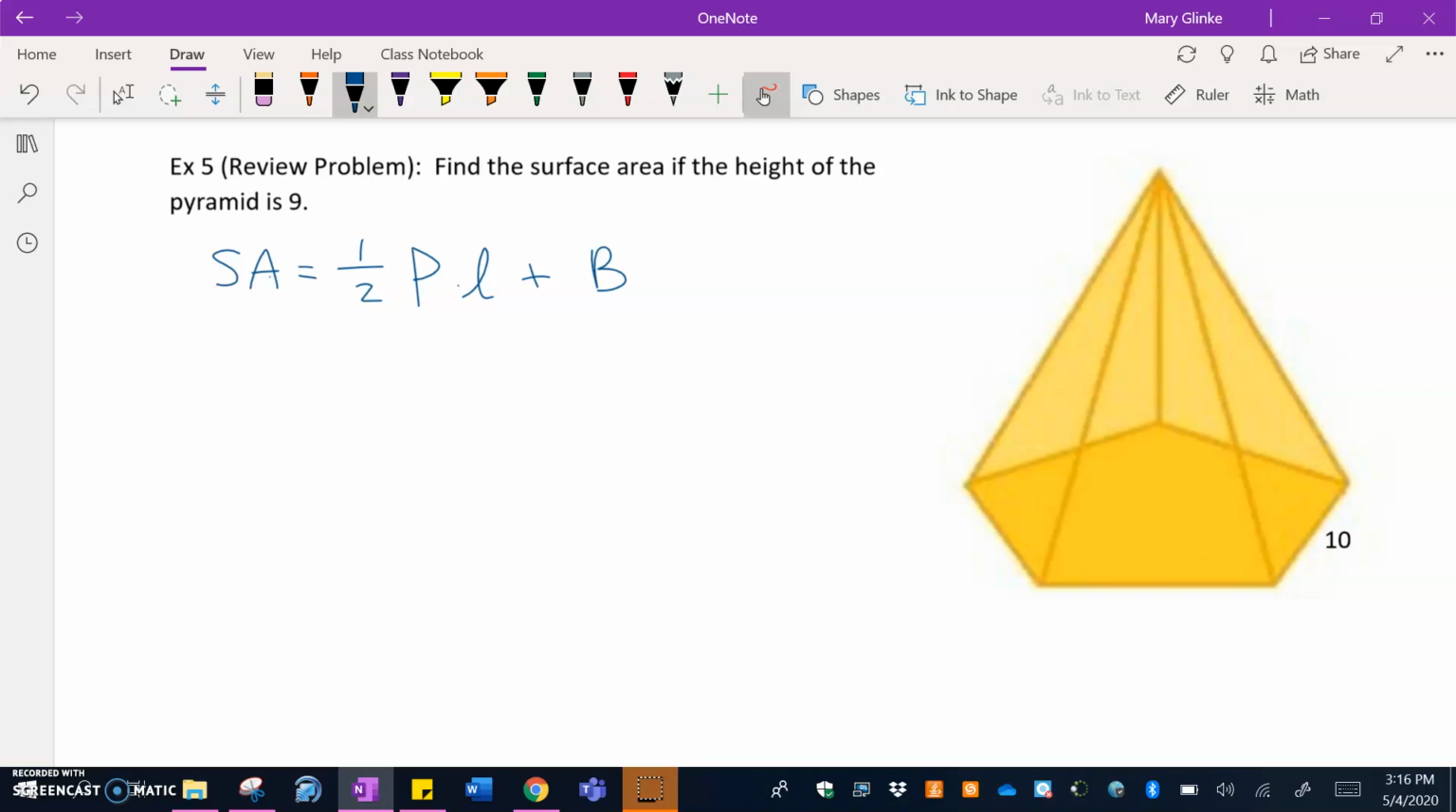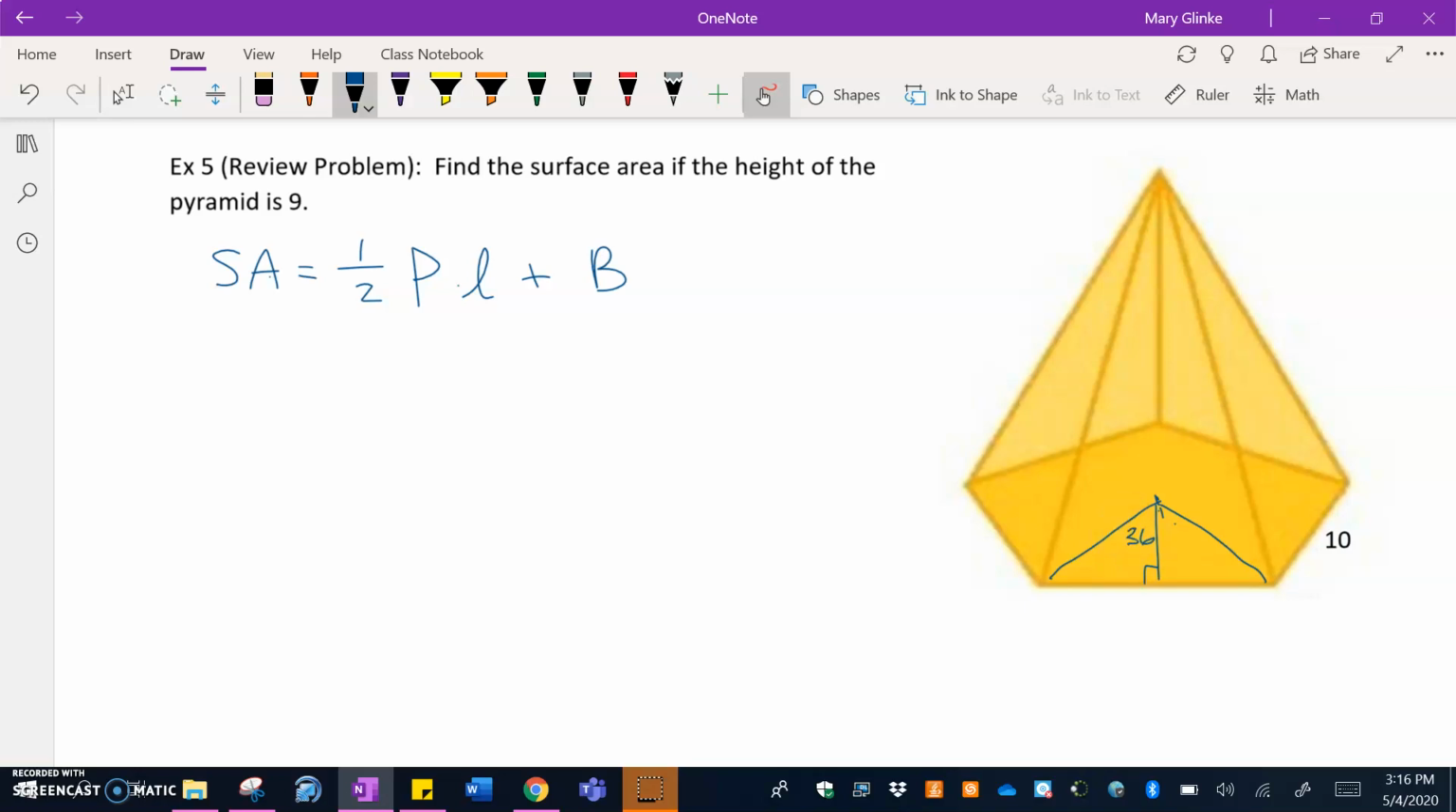So let's go ahead and draw in a triangle in the base. We're going to go ahead and draw in the height of the triangle. If we take 360 and divide it by 5 and then divide that by 2, that means our angle here is going to be 36 degrees.